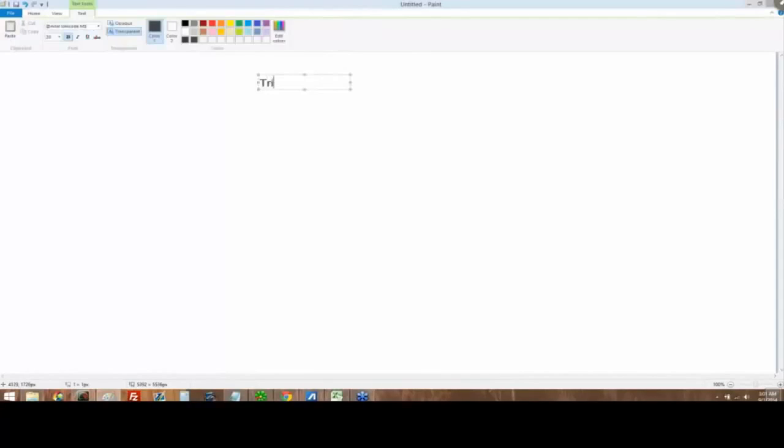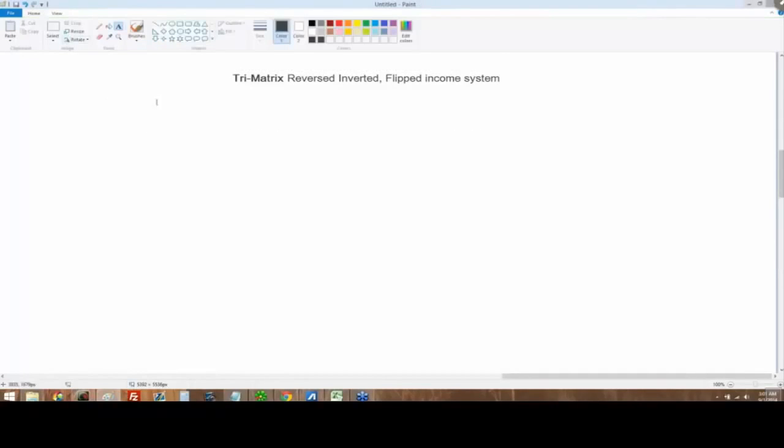So here's one of the out there things that we came up with this time. It is going to be called the tri-matrix, or reversed, inverted, flipped income system. That is obviously a very unofficial name because that doesn't sound cool at all. That's kind of something that Roger would come up with, like Genesis Easy. Okay, I knew that was coming. All right, there you go. I'm glad you can preempt my strikes now.